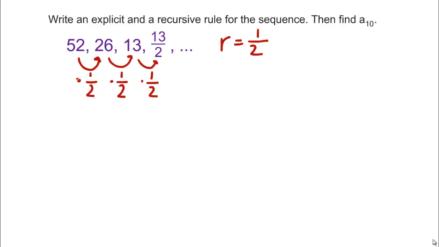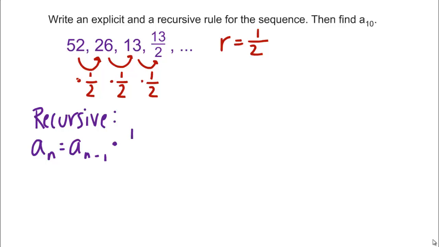Notice our directions. We need to write an explicit and a recursive rule, and then we have to find a10, the 10th term. Let's get the recursive rule first. To get the nth term, we take the previous term and multiply by 1/2. Of course, that 1/2 could go out front. Multiplication you can write in either order. And then I also have to say that a1 is equal to 52.